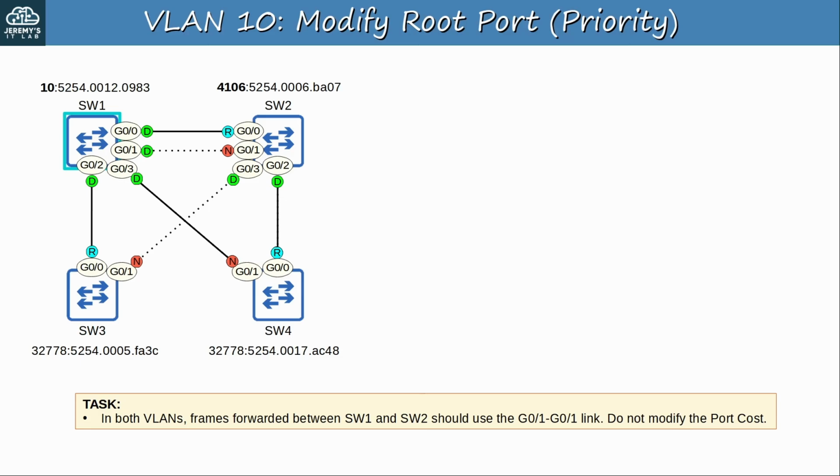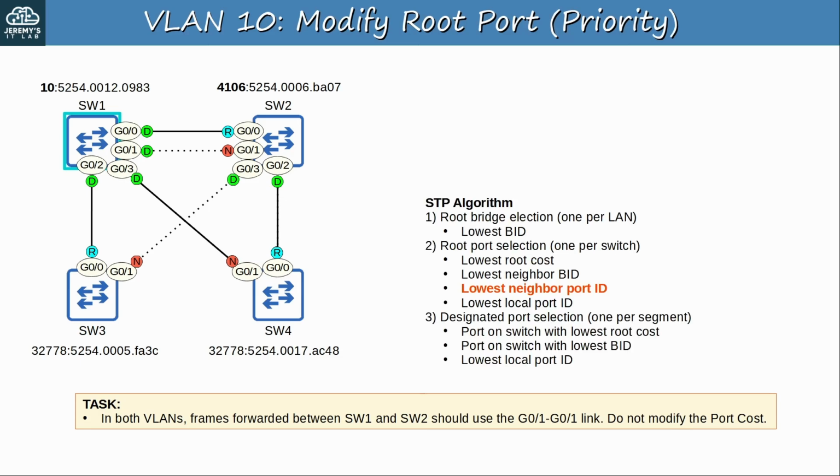The question is, which port's priority should we modify? Here's the algorithm again. We want to affect this step of the decision-making process, the lowest neighbor port ID. So to influence switch 2's root port selection, we should modify switch 1's port priority, not switch 2's own port priority. There are two options to make switch 2 select G01 as its root port.